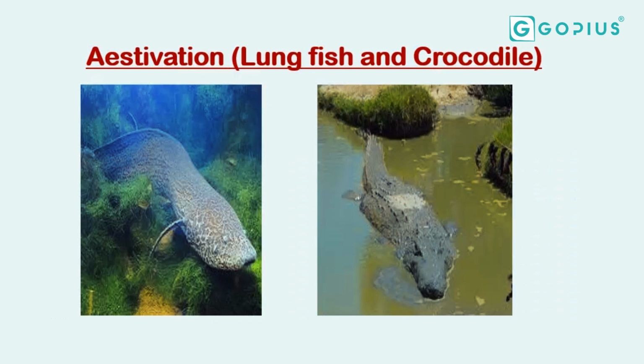Estivation occurs in lungfish, crocodiles, and a whole lot of other animals as well. This happens during a hot, dry period. When the weather is very, very hot, what happens? The lungfish, which is the first diagram here, tends to bury itself in the mud. The crocodile also buries itself in the mud until the rainy period starts, before they come out from burying themselves in the mud.